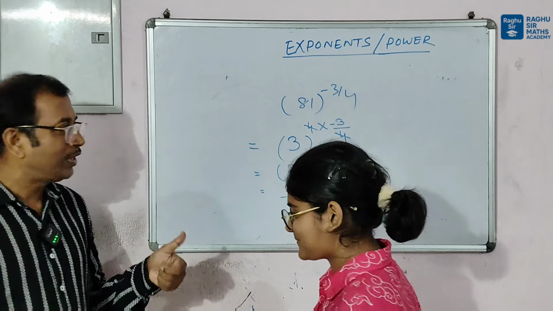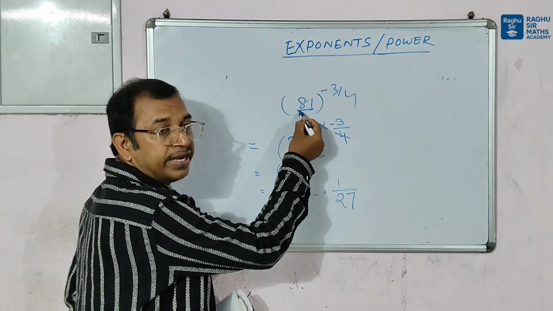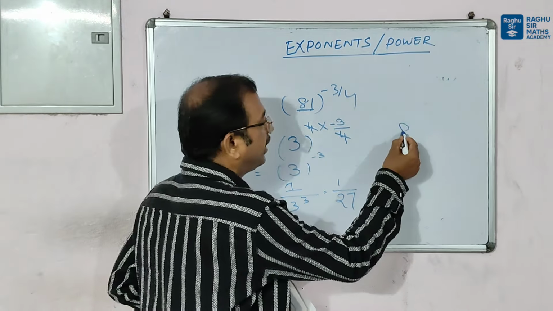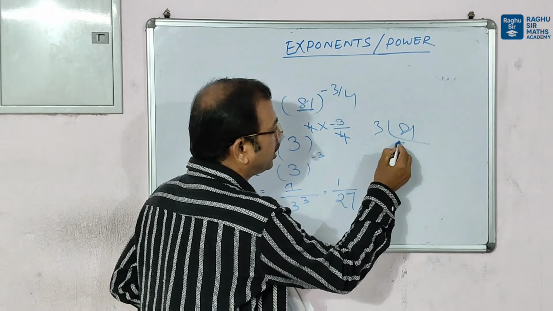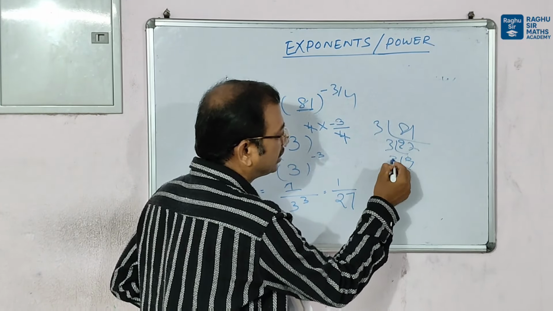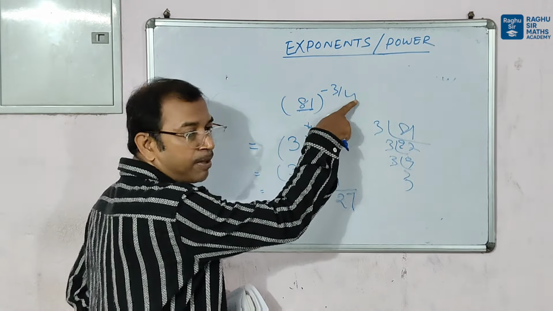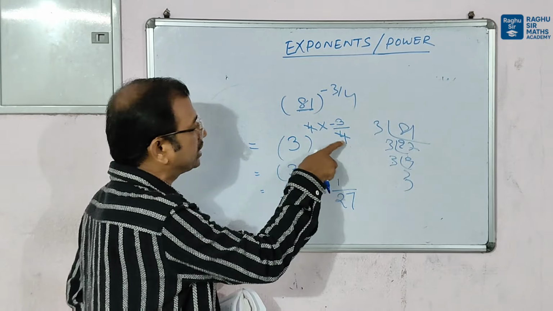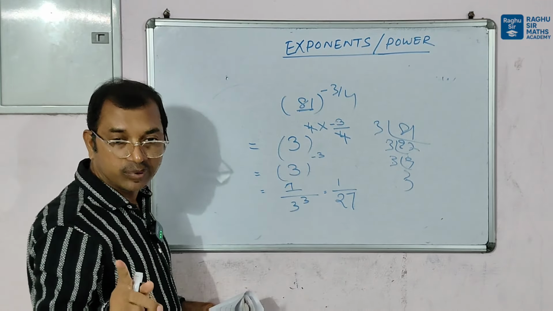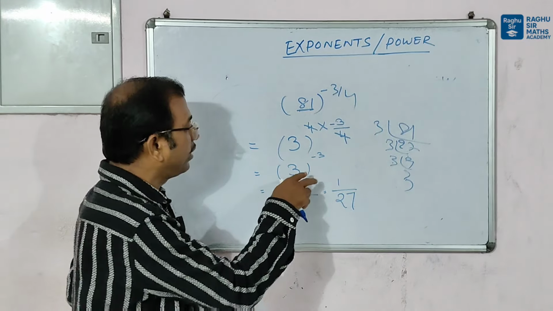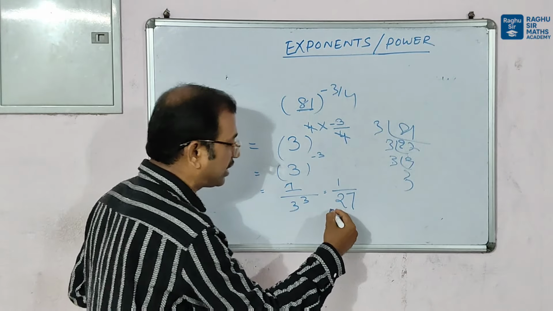Yes, good, congratulations. So what we'll do, first of all, 81 should be in prime factor form. How will we make the prime factors of 81? 3 into 27, 3 into 9, 3 into 3. 3 has been multiplied how many times? 4 times. So 3 to the power 4, to the power minus 3 by 4, so the powers should be multiplied. So the 4s cancel, leaving 3 to the power minus 3. When it is a negative power, we can't calculate. What will we do? Eliminate the negative power. When we eliminate the negative power, we take the reciprocal. So this is right. Thank you.